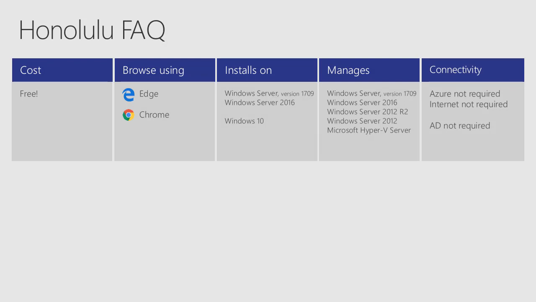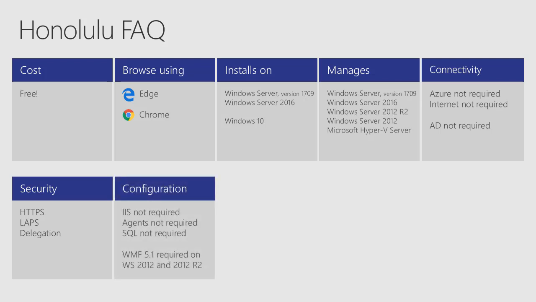Connectivity, again, is part of the reason why Project Honolulu was created, because Azure is not required, number one, and Internet is not required, number two. Third, AD is not even required. You can do workgroups and standalones and not have any problems at all. From a security standpoint, HTTPS, of course. Use LAPS if you can, and I encourage you to look at that. And then also delegation.